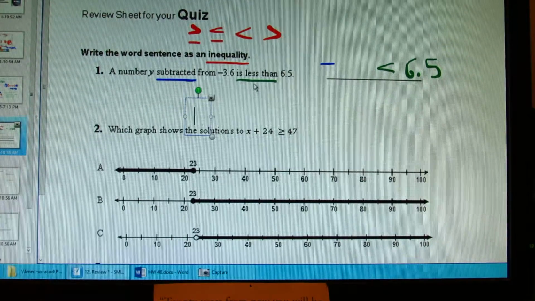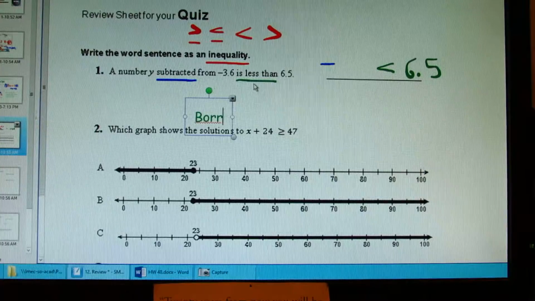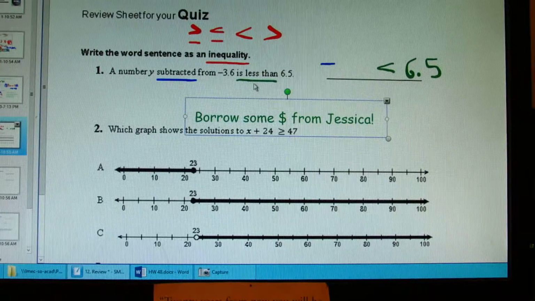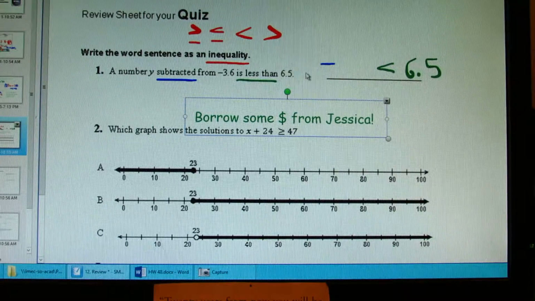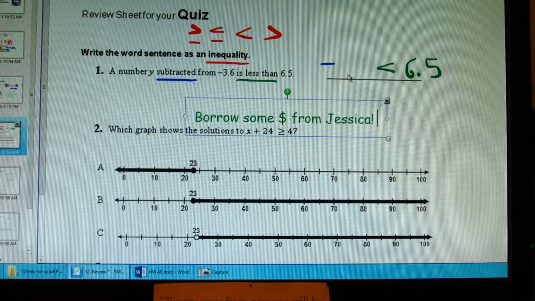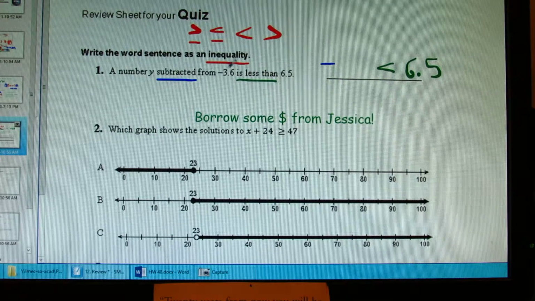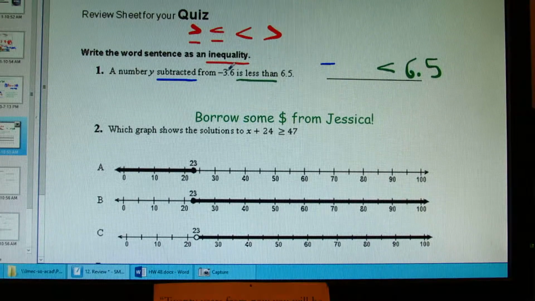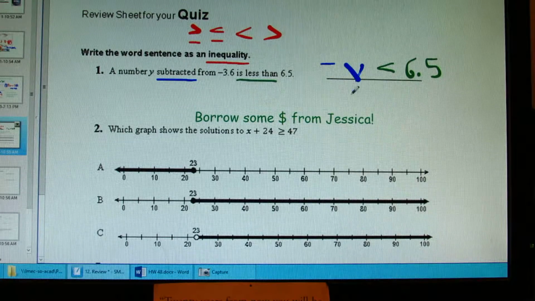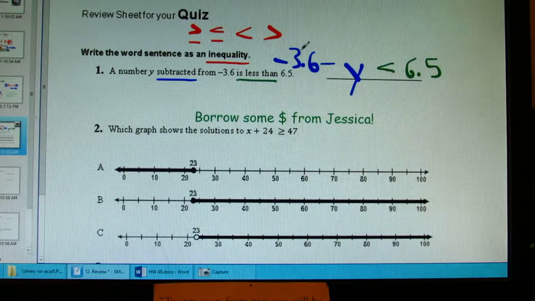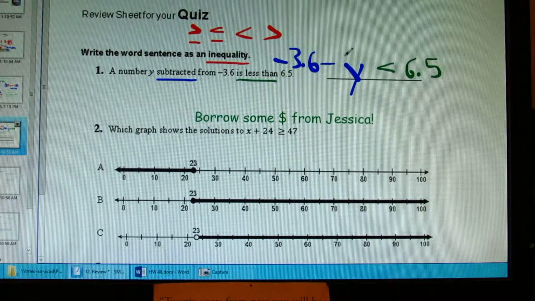wrong way. If I wanted to borrow some money from, we did Jessica the other day. If I want to borrow some money from Jessica, I have to say I'm going to take Jessica's money and subtract some money. So again, when you're doing subtracted from, you have to put the number in the back first. So I'm subtracting y from negative 3 and 6/10. So your inequality should say negative 3 and 6/10 minus y is less than 6 and 5/10. Make sure you copy that down.